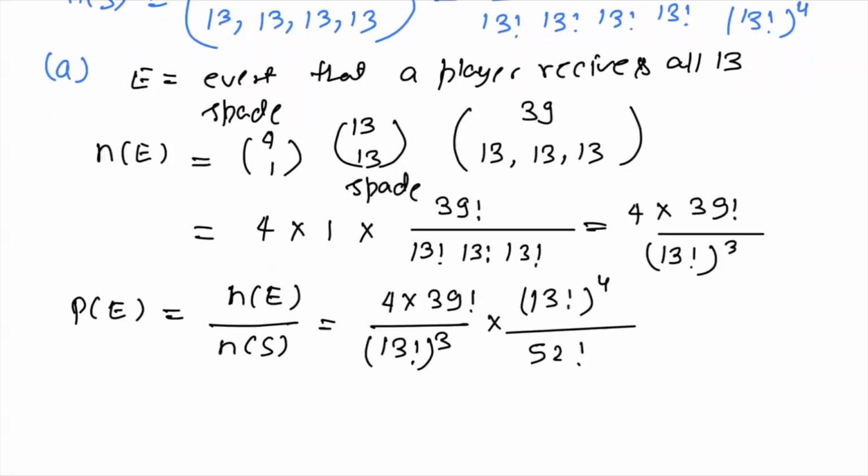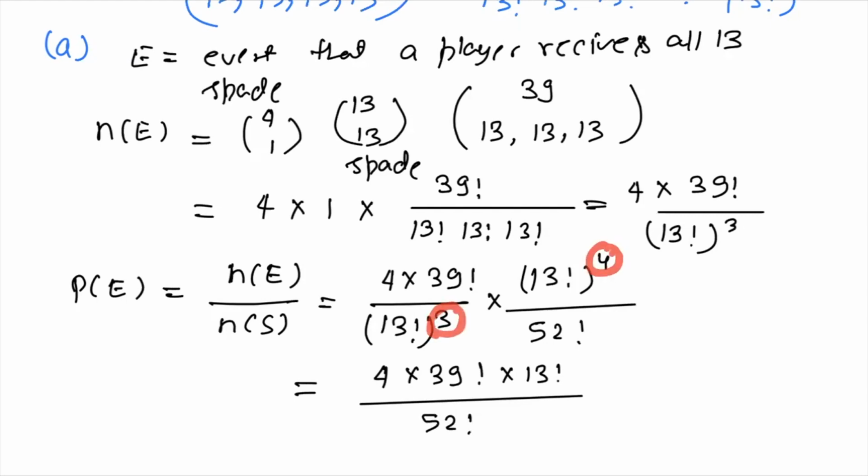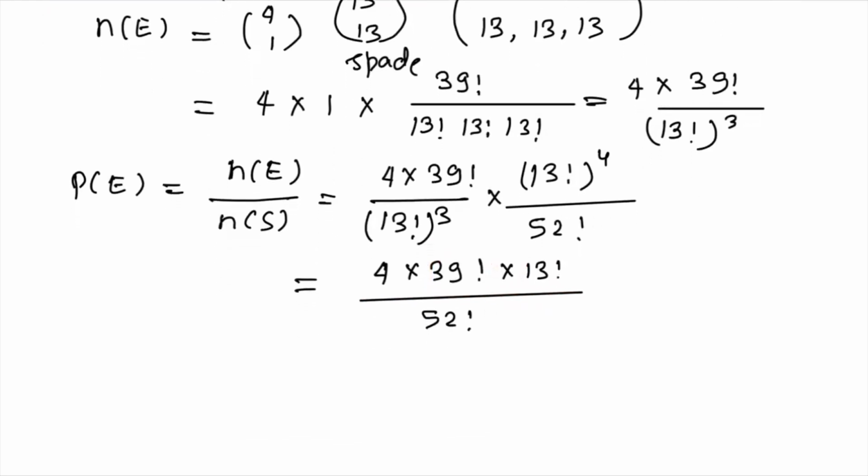Now you simplify this term. It is 4 into 39 factorial, and it is going to be 13 factorial divided by 52 factorial. Reason being, there are 3 powers in the denominator of 13 factorial and 4 powers here, so 3 powers will be cancelled out. You will be having only 1 power of 13. 39 is already there, and now you can further simplify them.